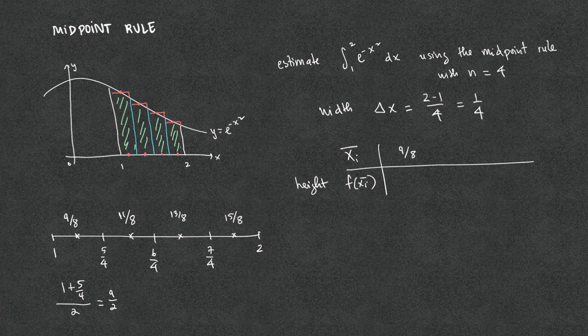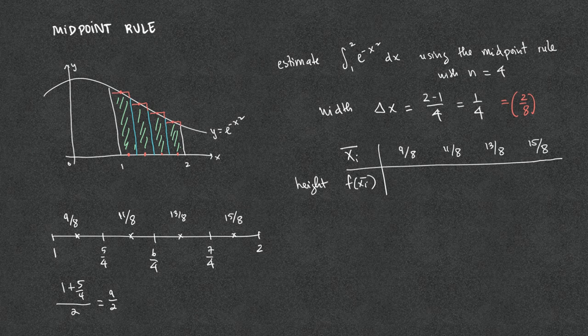Notice that we do not have to average the two numbers every time. We know that the delta x is 1 over 4, but 1 over 4 is the same as 2 over 8. Once we determine the first midpoint, which is 9 over 8, we simply add the same delta x each time. 9 over 8 plus 2 over 8 is 11 over 8. 11 over 8 plus another delta x is 13 over 8. 13 over 8 plus another delta x, which is 2 over 8, is 15 over 8. Thus, the midpoints are 9 over 8, 11 over 8, 13 over 8, and 15 over 8.